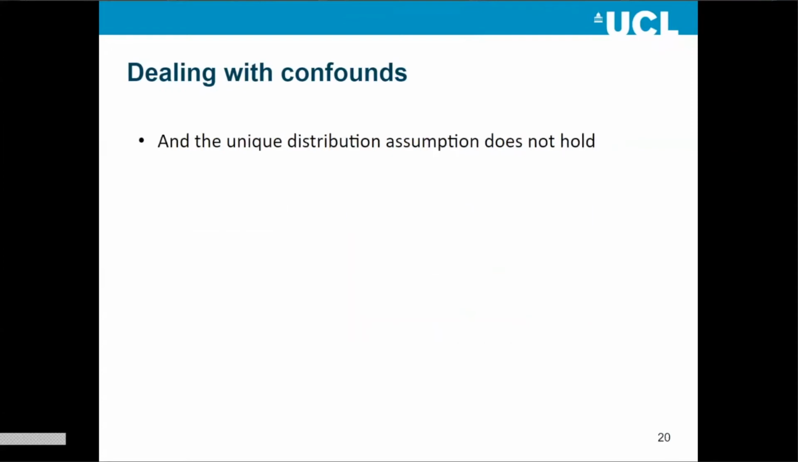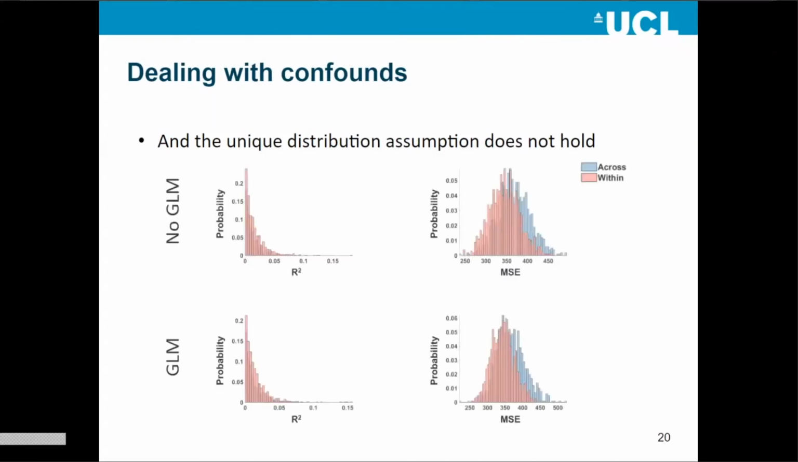And the fact that the single distribution assumption doesn't really hold shows up when you run permutations. You run permutations as if all the points were generated from that same distribution, the pool that I put together after correcting. And if you do that, you obtain the blue distributions, whether you don't correct or you correct. And that is for R squared or MSE for the same problem.